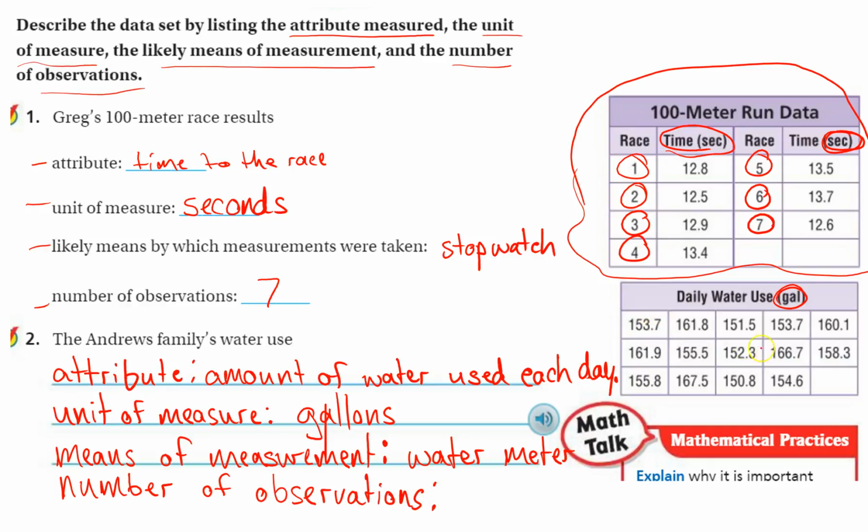Well, let's look. Each one represents the daily water use. So how many days? 1, 2, 3, 4, 5, 6, 7, 8, 9, 10, 11, 12, 13, 14. 14 observations. They checked their water meter for 14 days and recorded how much water they used on those 14 days.